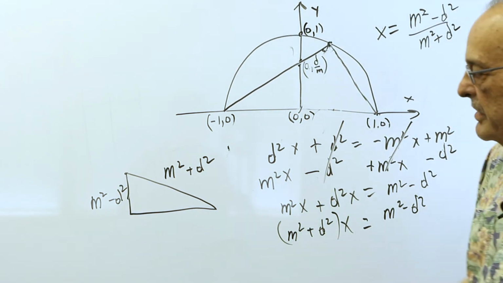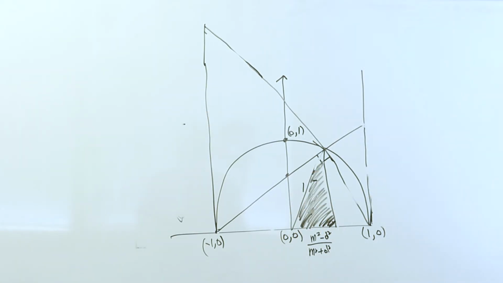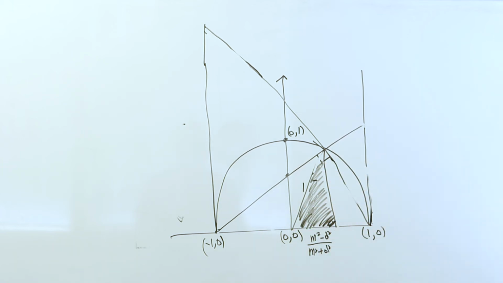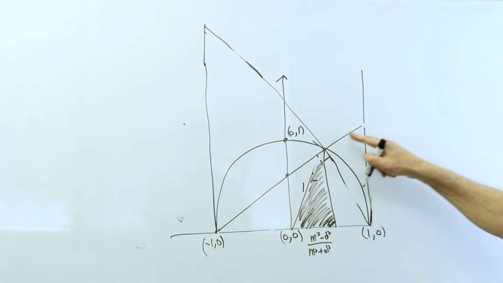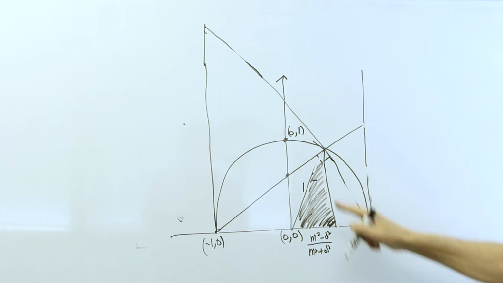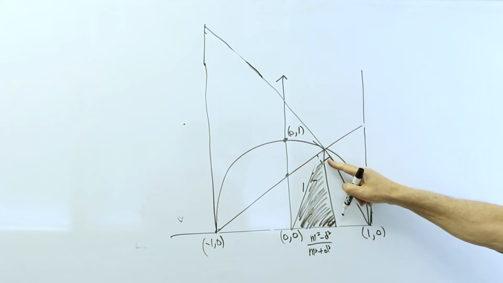Now, we still want to find the other leg. So we can use the Pythagorean theorem, or we can do it a different way. Okay, we've already calculated that if we have a right triangle inside a unit semicircle, this length will be 1, and this length will be m squared minus d squared over m squared plus d squared, where d over m is the slope of this line. And negative m over d is the slope of this perpendicular line. So now we want to find this length.